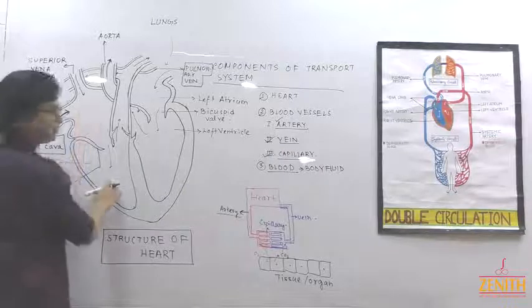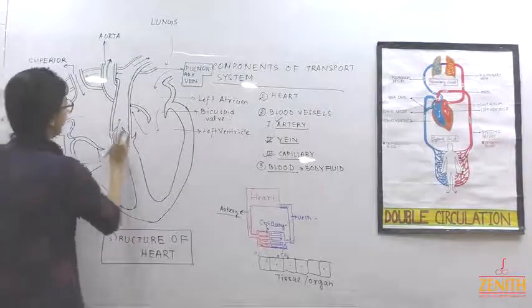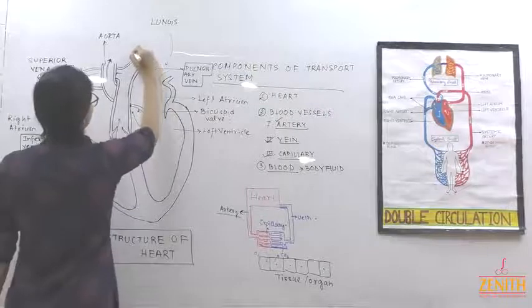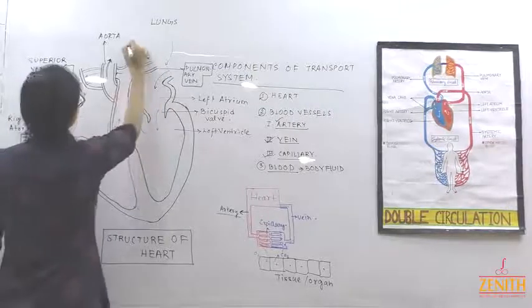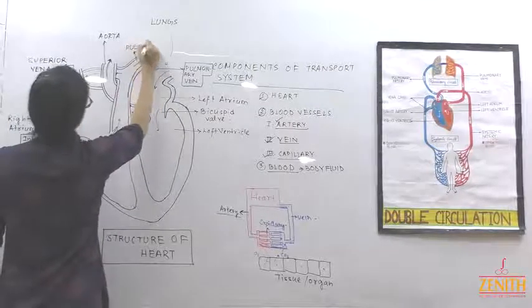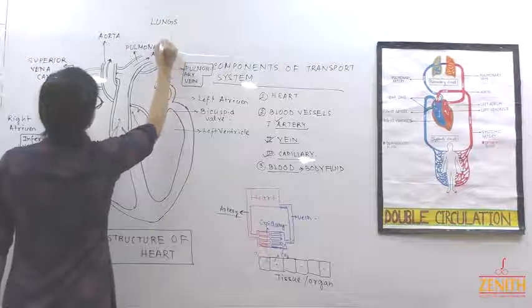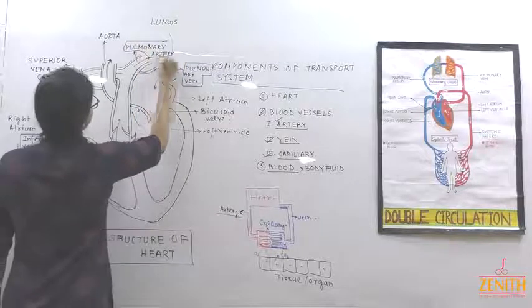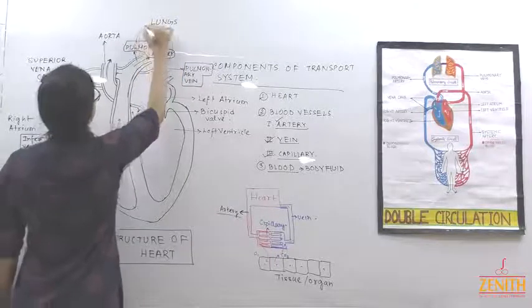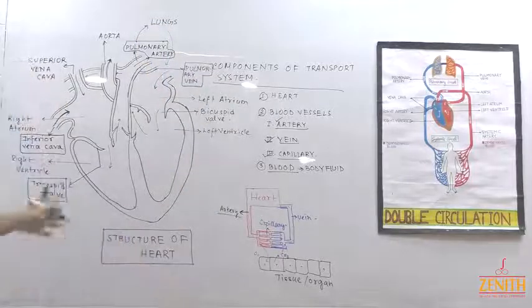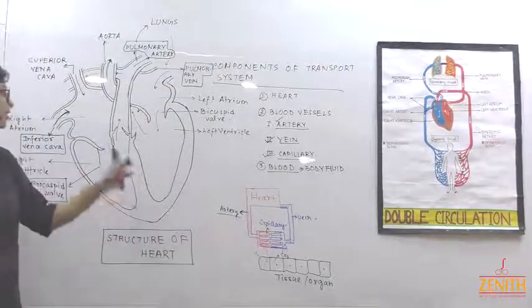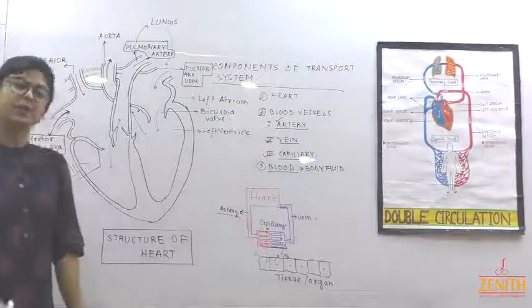Okay. Then the blood will enter the right ventricle. From the right ventricle, a particular artery is originating, that is called the pulmonary artery. This pulmonary artery will take this blood back to the lungs. So these are the different blood vessels that are associated with the heart.